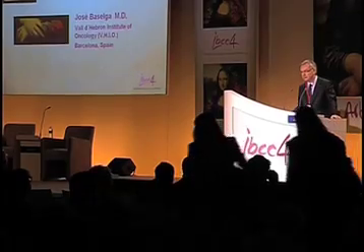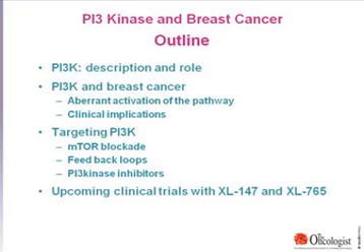So what I'd like to do now is to continue with the program that is covering new and exciting targets. And the topic that I will cover is the PI3 kinase pathway as a target in breast cancer. Now, this pathway and this target has been proposed as quite important for a number of years, but it has been also quite new for clinicians, for all of us who have been dealing with therapy.